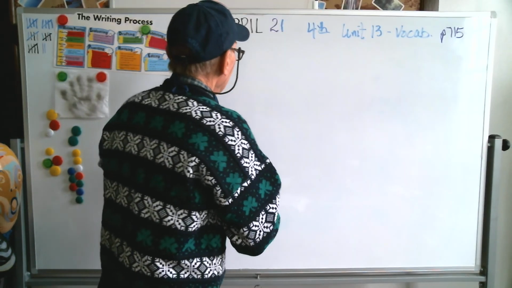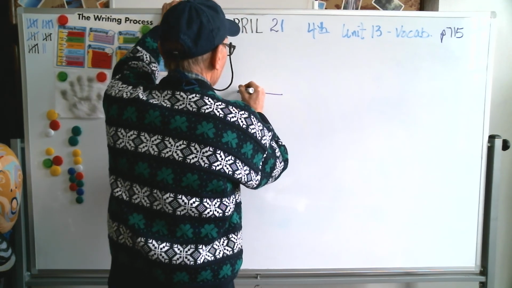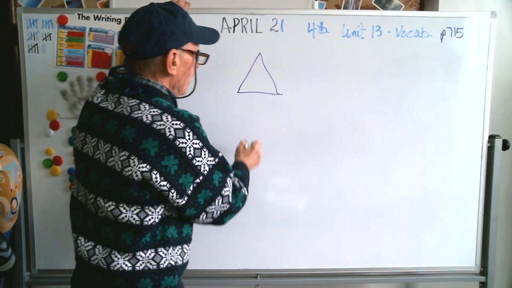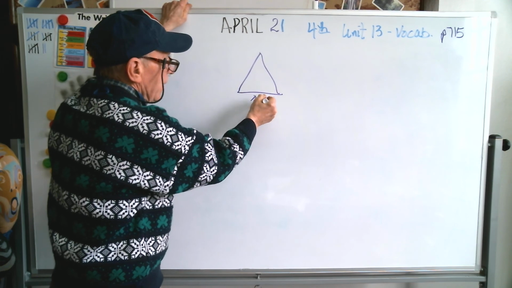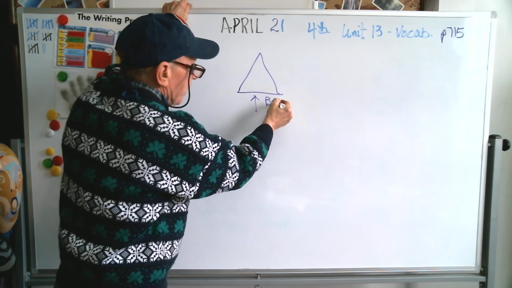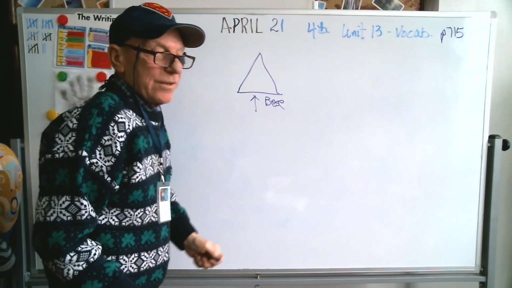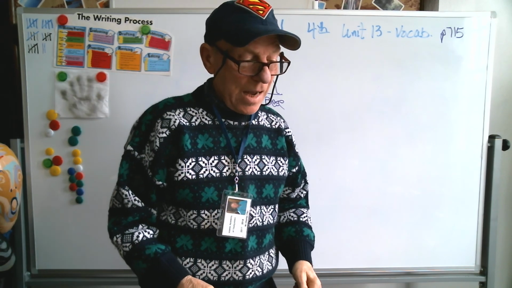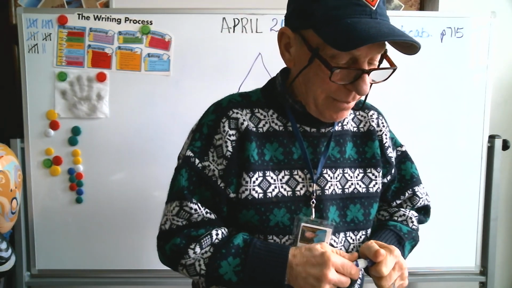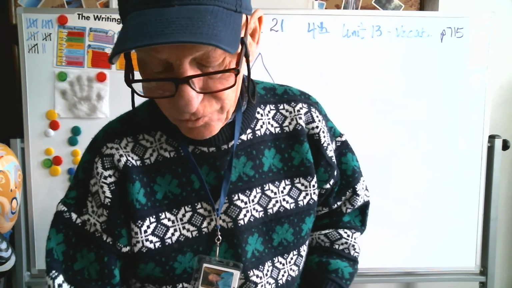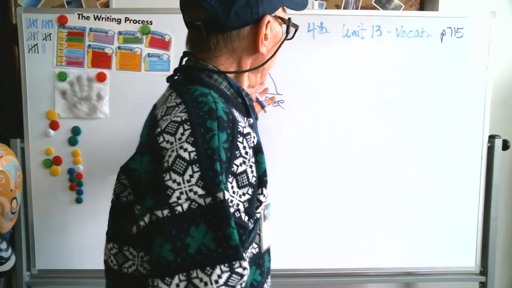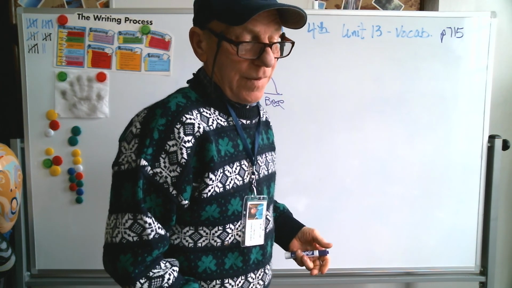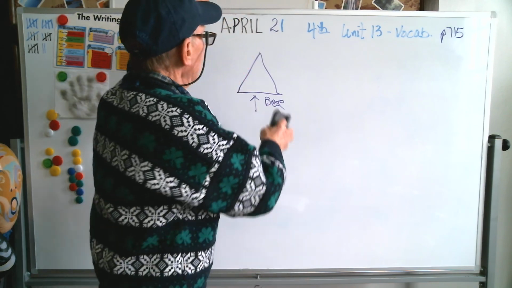Base. Whenever you have a shape, for example, we have this triangle, the base is what it sits on. Now it can be a triangle, it can be any two-dimensional figure that you can draw. The bottom of it is the base.